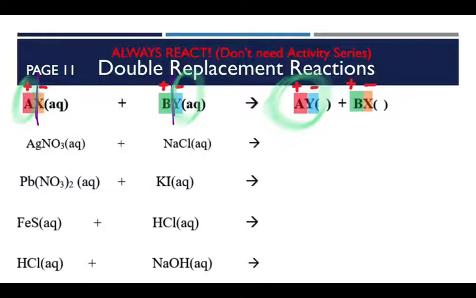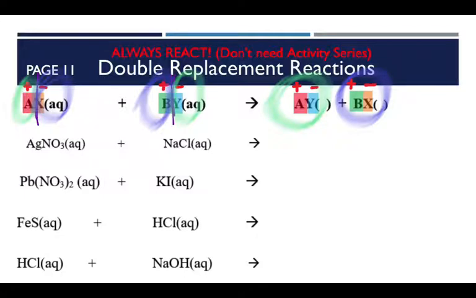So I really like using this generic formula, the A's and X's, to help you see this movement. As a positive piece from my first compound is going to get with Y after the reaction, which is the negative piece from my second compound. And then our B, which was the positive piece from my second compound, is going to be getting with X, the negative piece from my first compound.